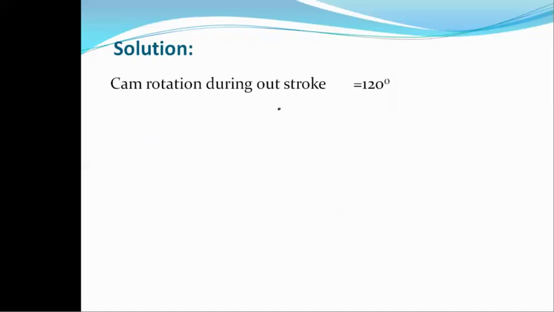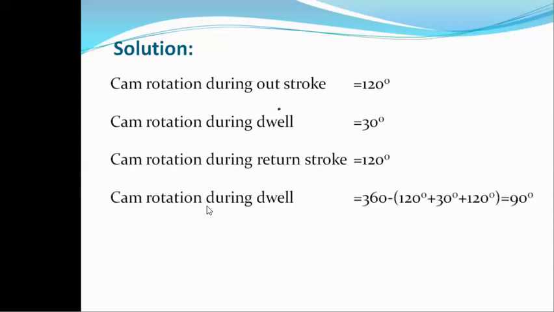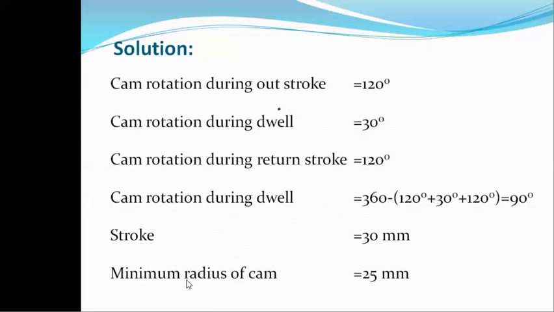Let's have the solution. Cam rotation during outstroke is 120 degrees. Cam rotation during dwell period is 30 degrees. Cam rotation during return stroke is 120 degrees. And the remaining part of the period will be 90 degrees. Stroke is equal to 30 mm and minimum radius of cam is 25 mm.